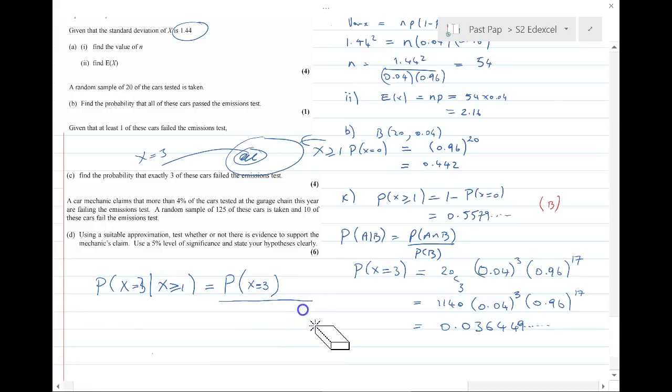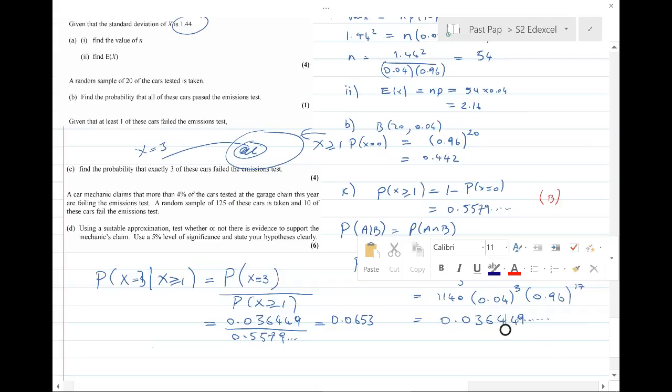My apologies, of course, B is the event that x is greater than or equal to 1 here. So it's basically these numbers divided by each other. That's 0.036449 divided by 0.5579. Like I say, I've got those numbers stored on my calculator, but to 3 significant figures, that comes to 0.0653. Okay, so that's part D done.